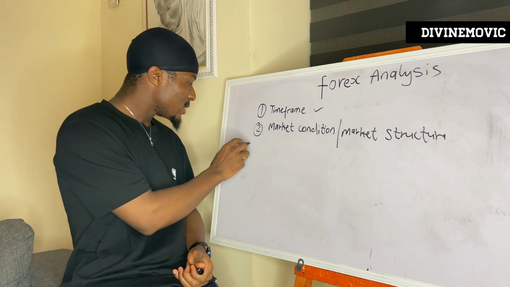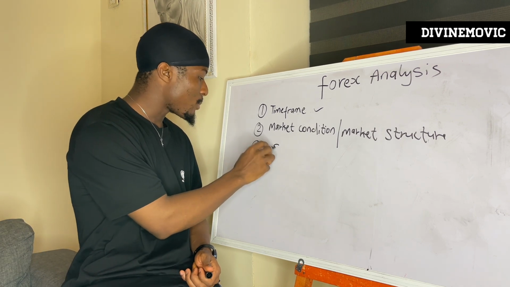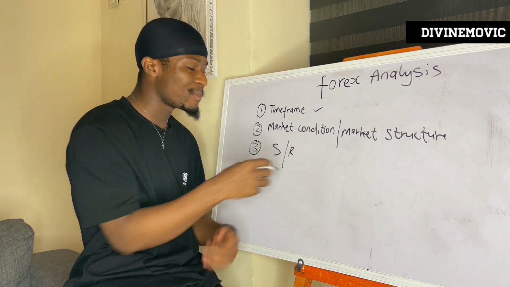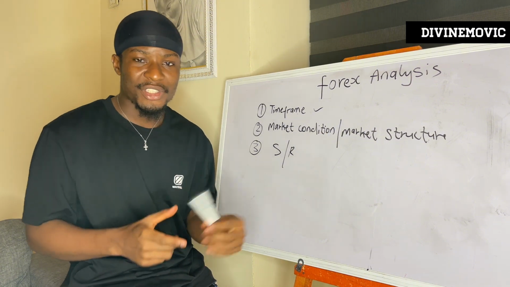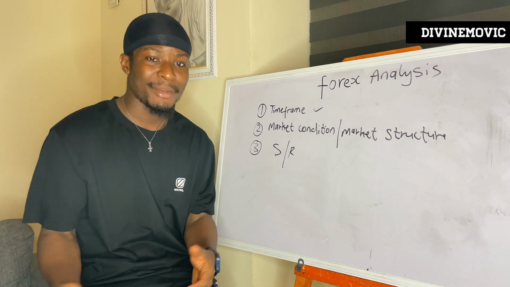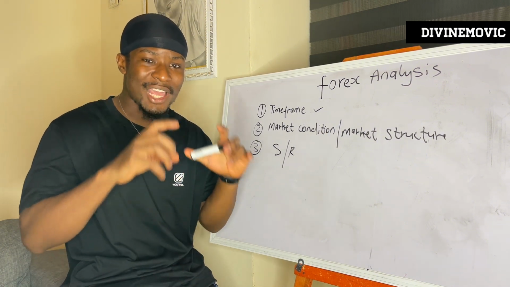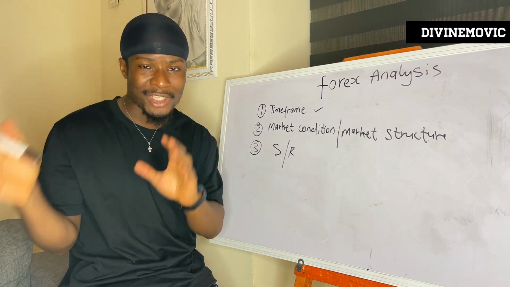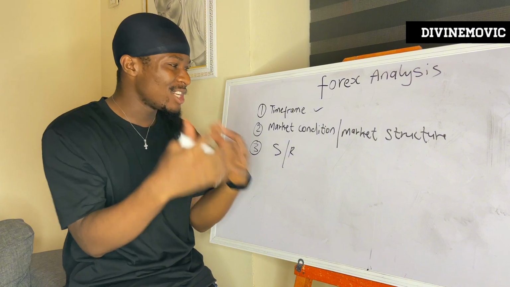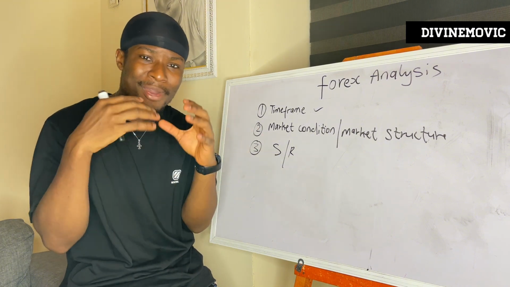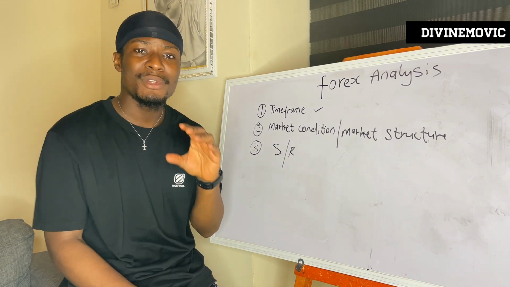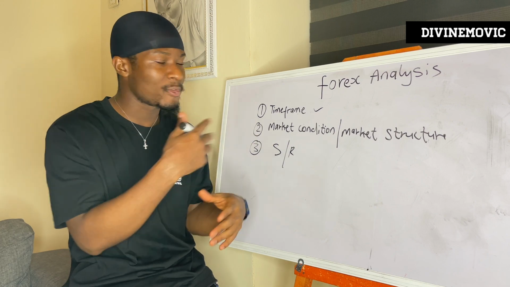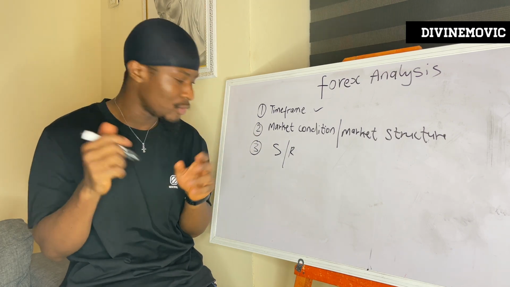Now, the third one is simply support and resistance. We explained what support and resistance is, how to identify them, and how to explain what it is. I explained all of these things in my previous video. So for this video and my subsequent videos to make sense to you, you simply need to understand what was done in our previous videos.